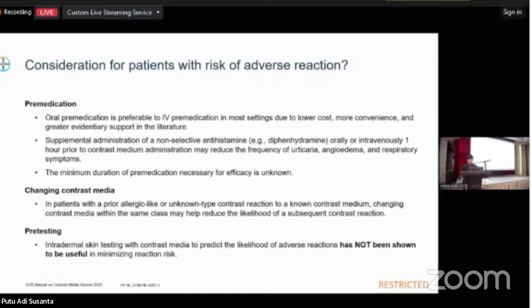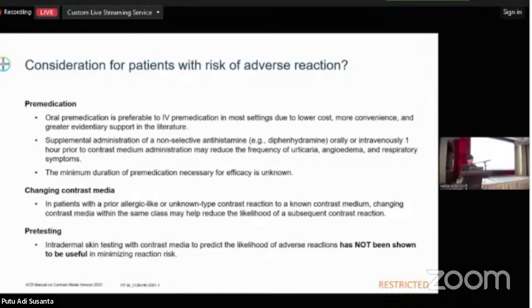In guidelines, several strategies are recommended to minimize the risk. First of all is the premedications. In this part, oral premedication is preferable to the IV route in most settings. And although the efficacy duration is unknown, most studies demonstrate that an efficacy duration of 4 to 5 hours might be efficacious. And also there is no evidence supporting a duration of less than 2 hours currently.